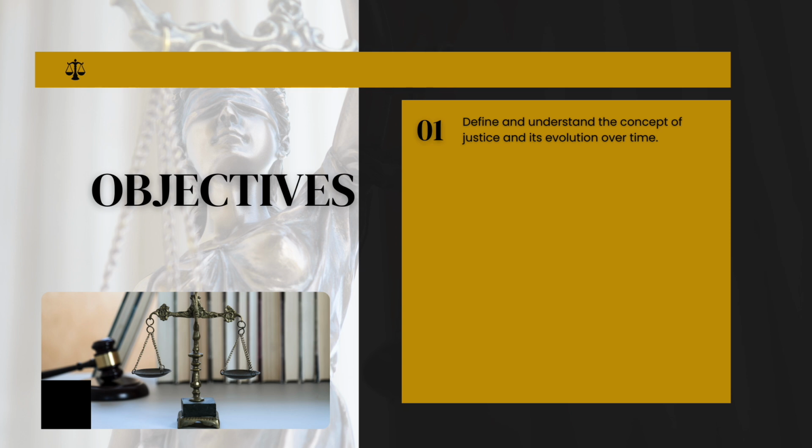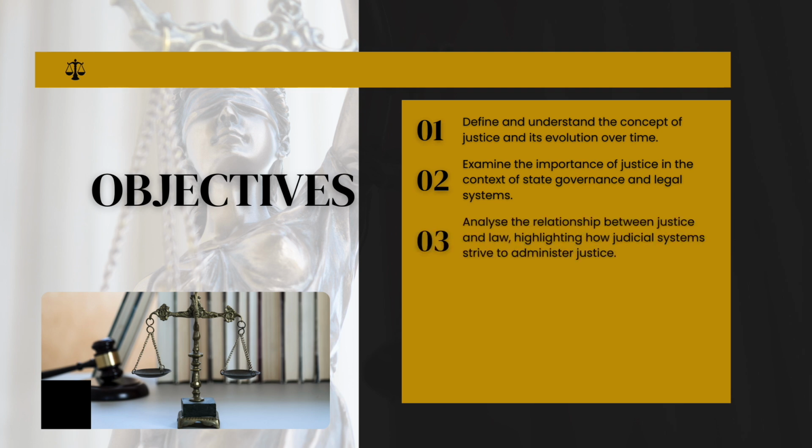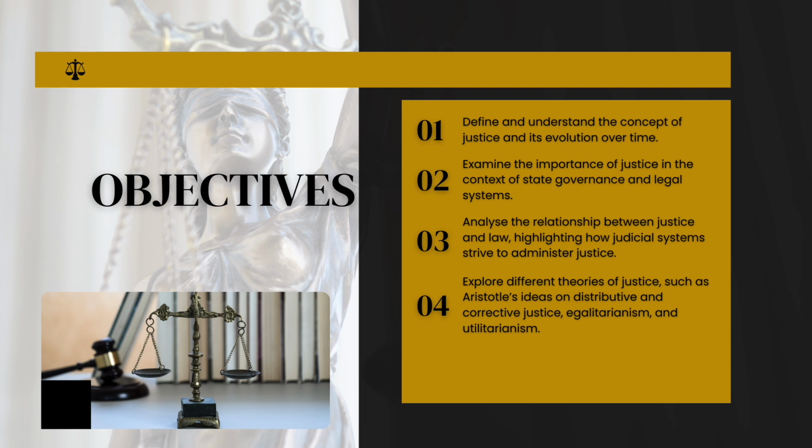By the end of this lecture, participants will be able to define and understand the concept of justice and its evolution over time. Examine the importance of justice in the context of state governance and the legal system. Analyze the relationship between justice and the law, highlighting how judicial systems strive to administer justice. Explore different theories of justice such as Aristotle's idea on distributive and corrective justice, egalitarianism and utilitarianism. Correlate these theories with contemporary legal applications.